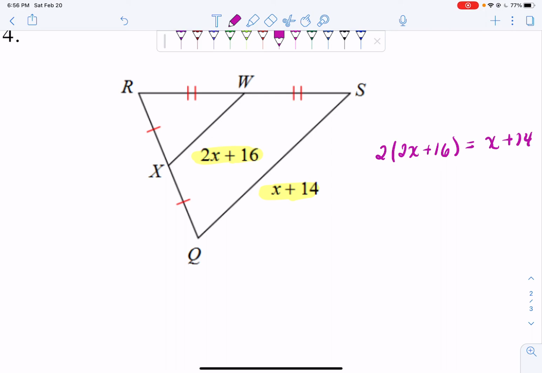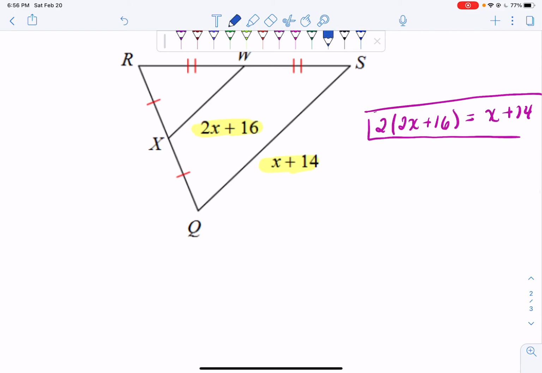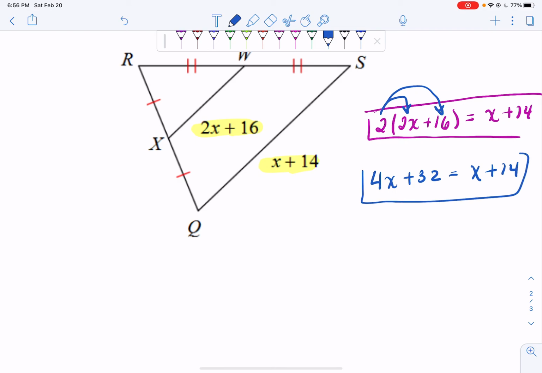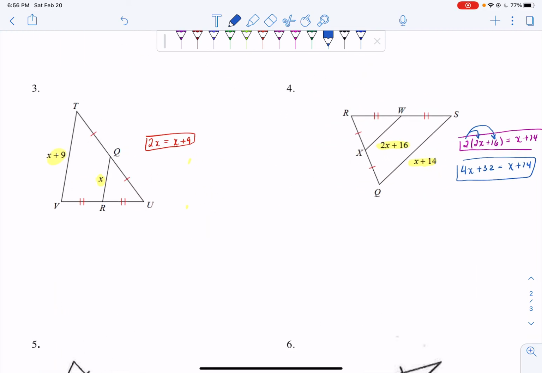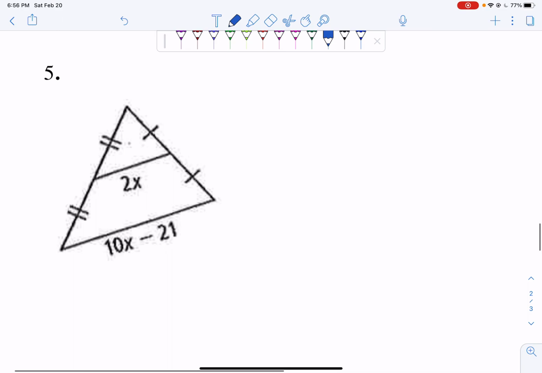You can leave it like this for today, or if you want, you can distribute and simplify. So let's distribute and simplify just so we can practice. Distribute my 2 to my 2x and my 2 to my 16. 2 times 2x is 4x. 2 times 16 is 32. And that's equal to x plus 14. Also an acceptable final answer. Number 5. I'm going to do 2 times 10x minus 21 equals 2x. That's my final answer.